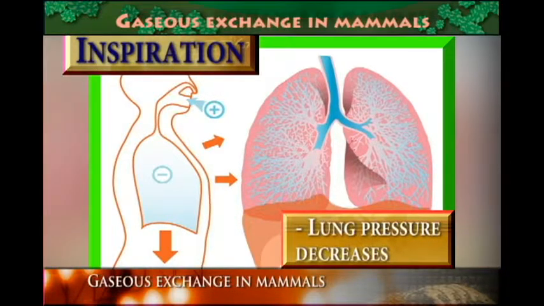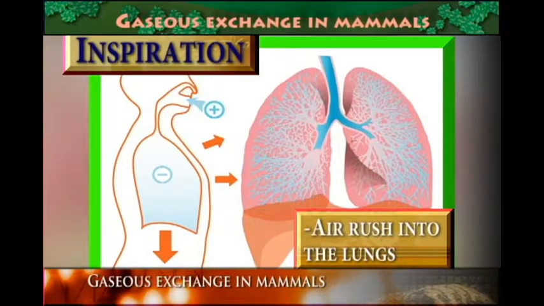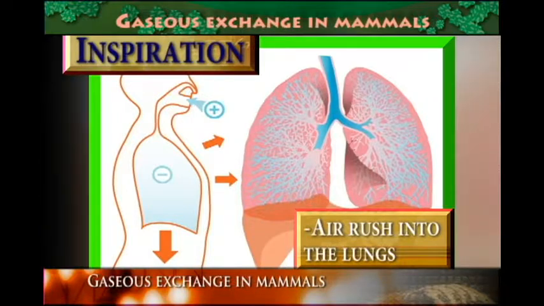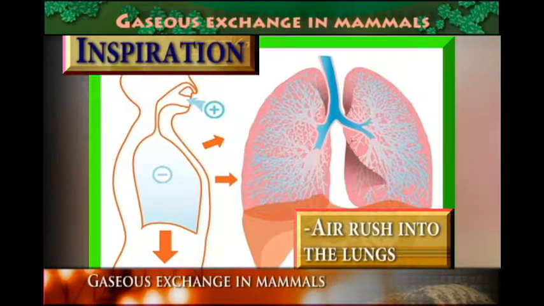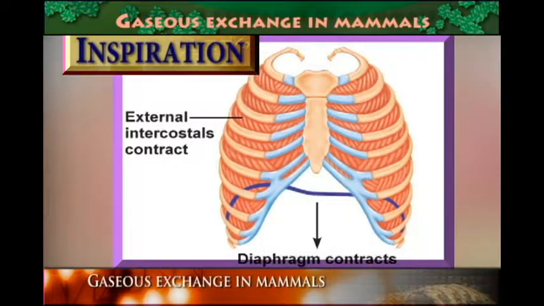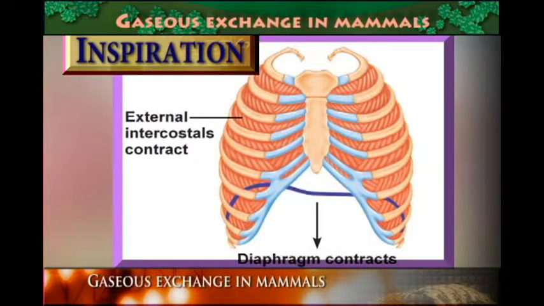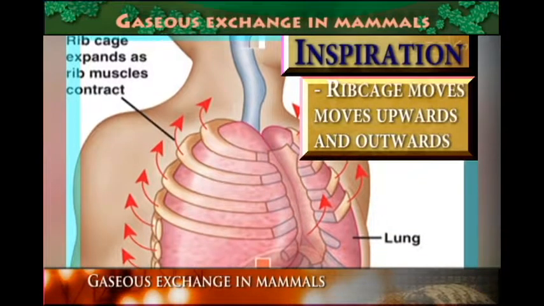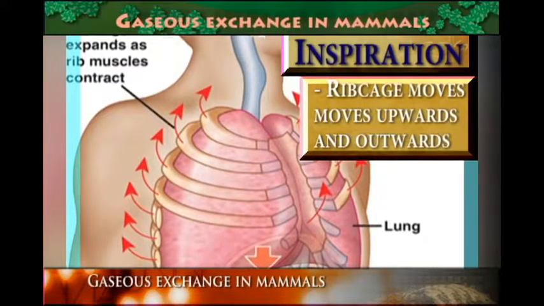And this is going to force the air to rush into the lungs. We are saying that the process of inspiration takes place when the external intercostal muscles of the ribs contract, and the inner muscles relax. In the process, the rib cage is pushed upwards and outwards.